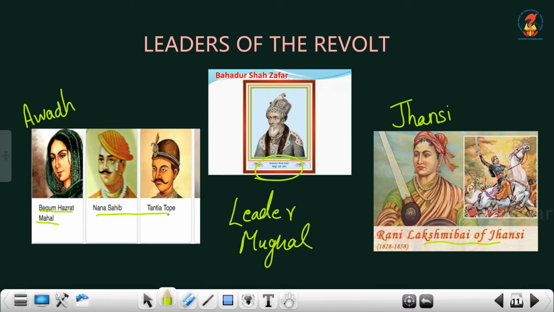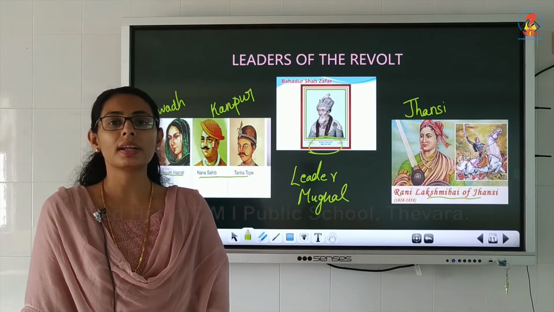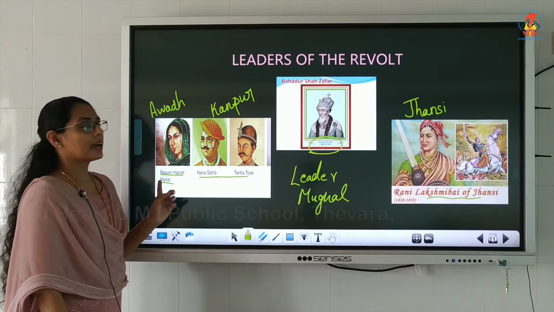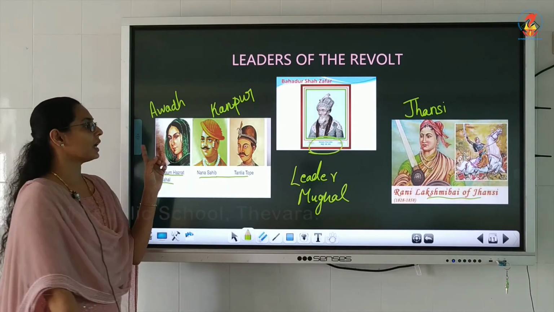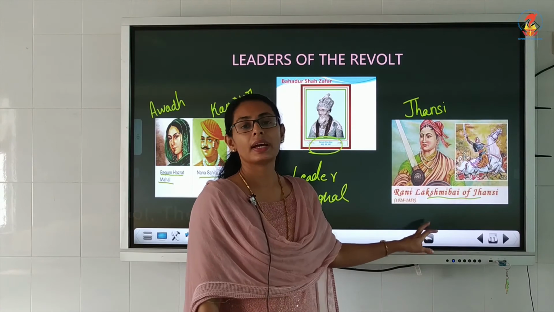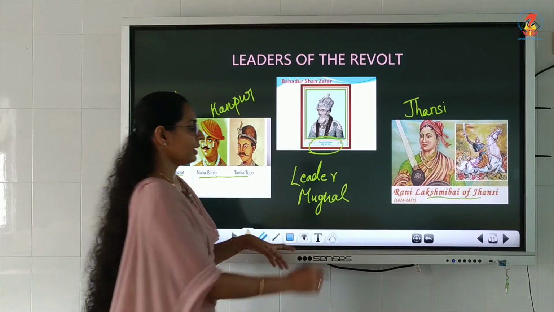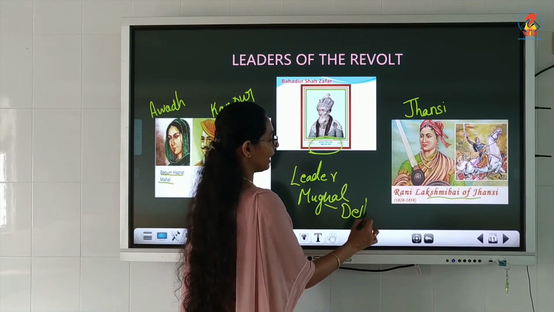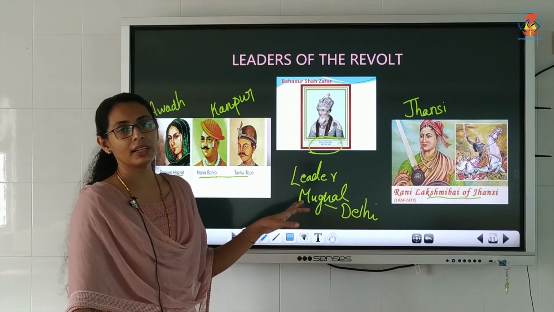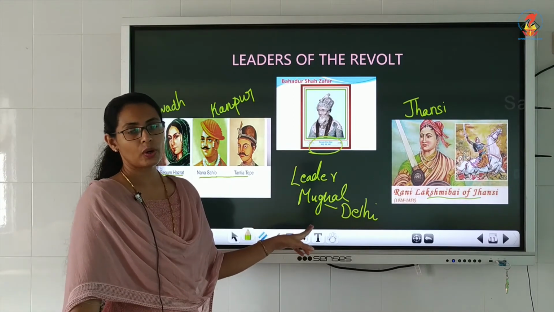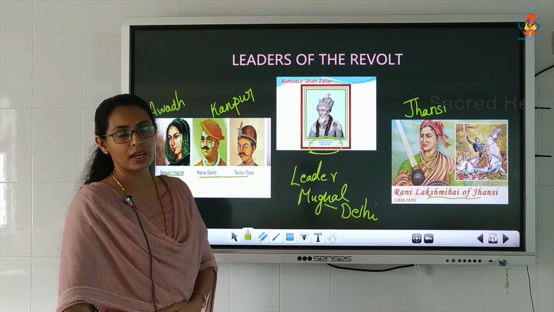Then Nana Sahib and Tantia Tope both were leaders in Kanpur. Begum Hazrat Mahal was the leader in Oudh. Then in Jhansi, Rani Lakshmi Bai, and Bahadur Shah is the leader, and he belongs to Delhi. The Mughal dynasty is situated in Delhi. So these were the important leaders of the revolt.